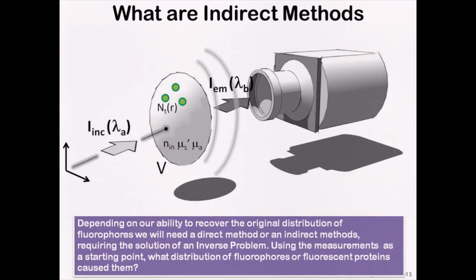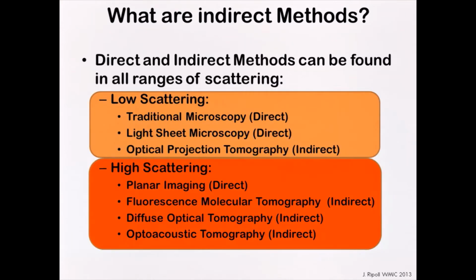In an indirect method, we need to solve what's called an inverse problem. We need to recover the 3D distribution of fluorescence. This is, for example, what would happen with FMT, fluorescence molecular tomography. We want to recover the concentration of a fluorescent protein or a fluorescent probe, and for that we need to solve the inverse problem. There's a lot of work going on in this, and if anybody's interested, I'll be very happy to provide some references.